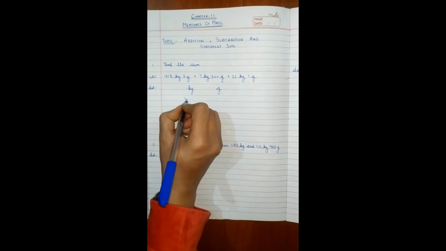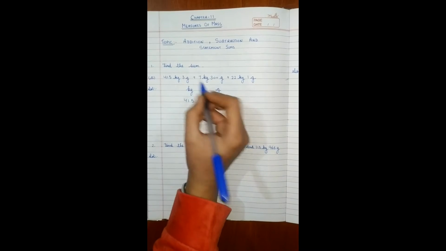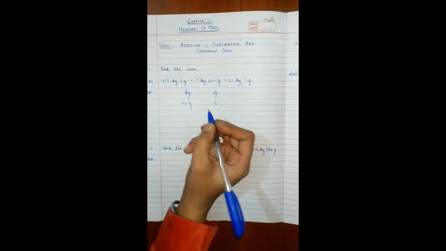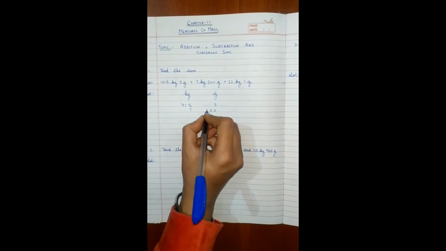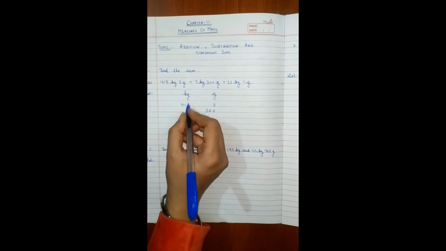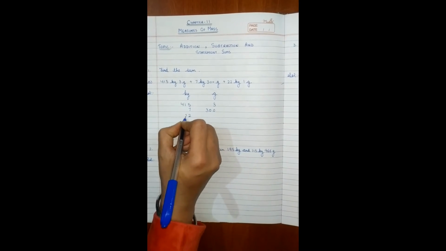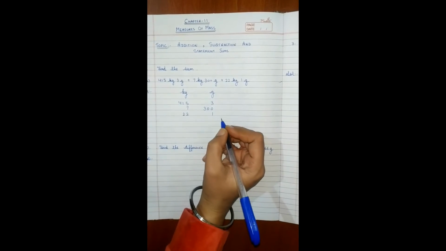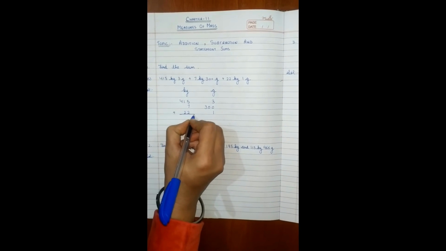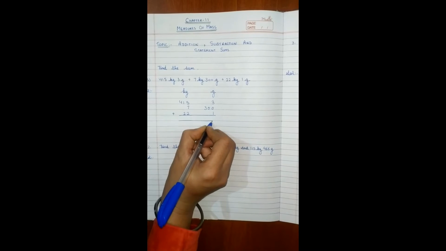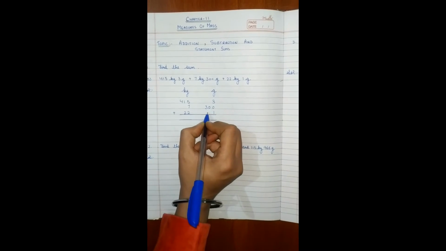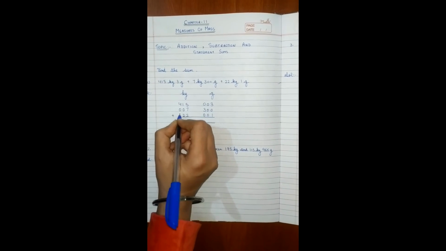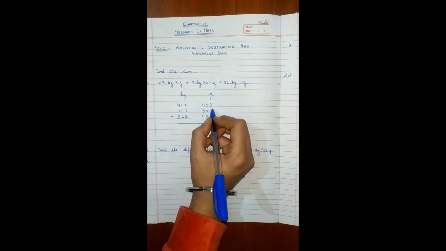Write 415 in the kilograms column, 3 gram in the grams column, 7 kilogram in the kilograms column, 300 gram in the grams column, 22 kilogram in the kilograms column, and 1 gram, so write 1 in the grams column. Now put the addition sign. Before we start the addition, where there is no number, you can put zeros so that there will be no confusion. Now let's start to add.